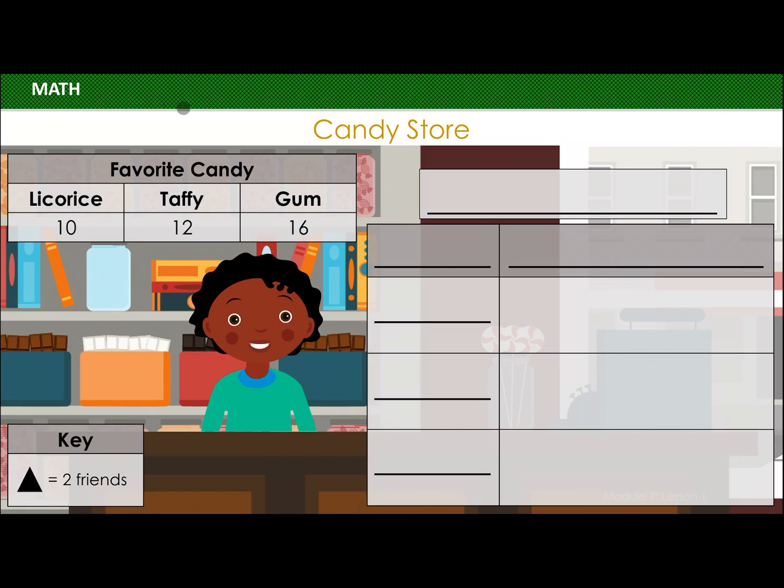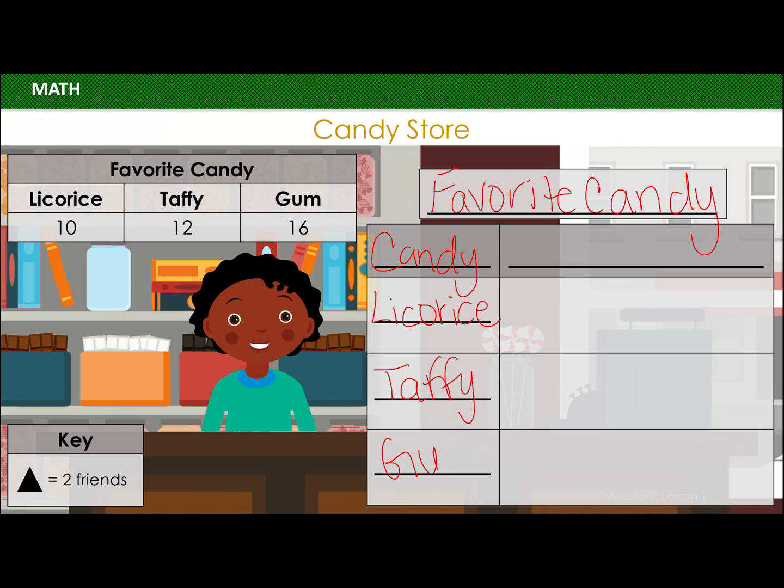All right. The next one we need to label. So the next one is favorite candy. So I'm going to title my graph favorite candy. I know that this box needs to be the types of candy, and then underneath, that's what I'm going to write. Licorice, taffy, and gum. And over here, I'm going to write the number of friends. Because I know that that means the number of friends that said what candy was their favorite.